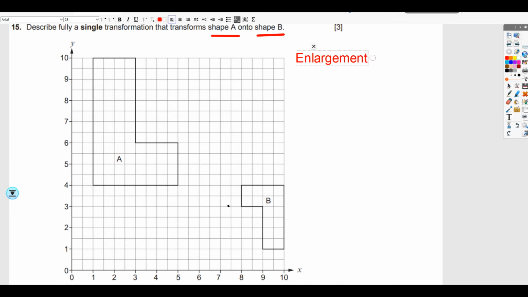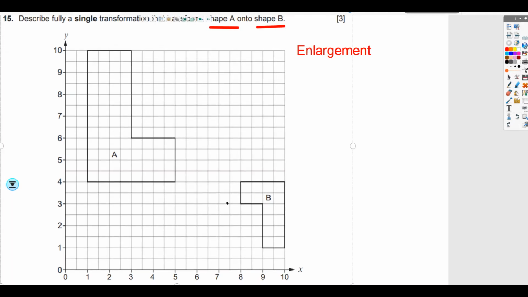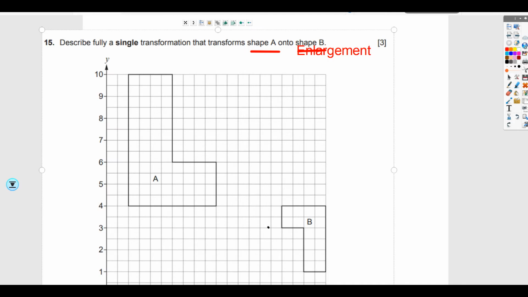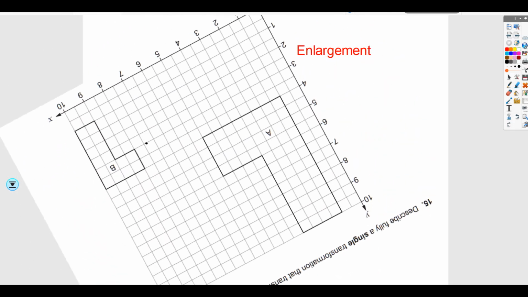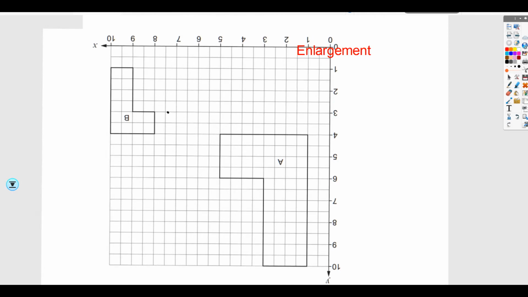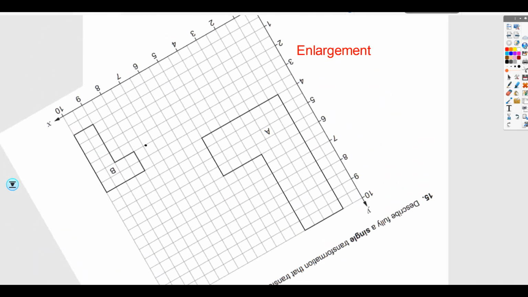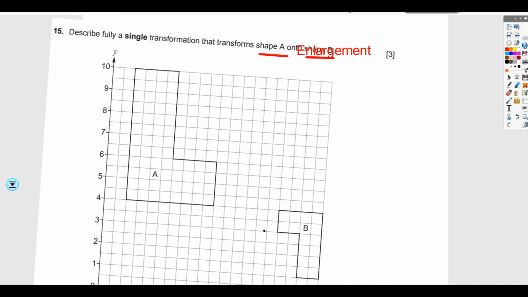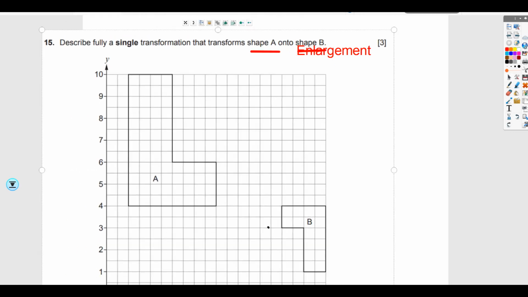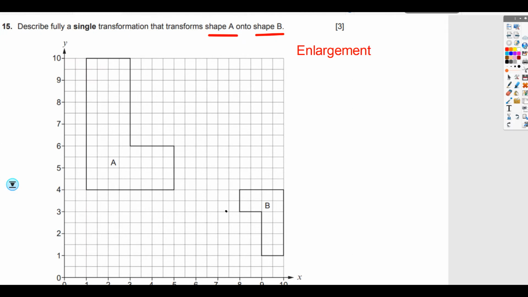Now, the problem is that I can also see that some sort of rotation has taken place, because if I just grab this and rotate it, it appears as though a rotation of 180 degrees has taken place. But what they're saying to us is that there is a single transformation that works. So we can't say there's been an enlargement to make it smaller but the same shape, and there's been a rotation. We need to say that in fact there has been an enlargement by a negative scale factor.